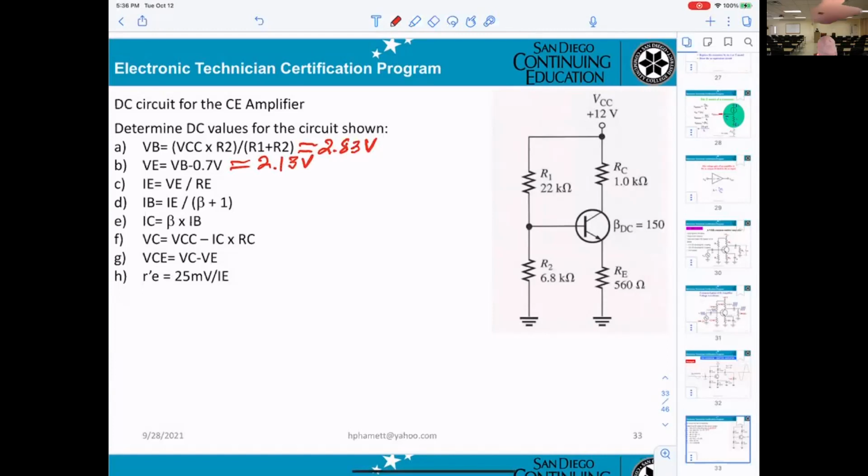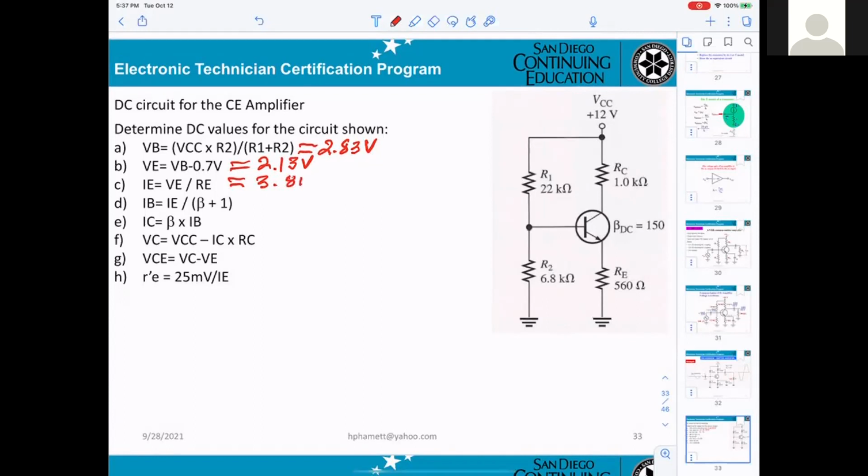And the current IE will be equal to VE divided by 560. Okay, let's see, 2.13 divided by 0.56. 3.81. 3.81 millivolts? Yeah, 3.8. That's okay. Sorry, milliamps. Milliamp.